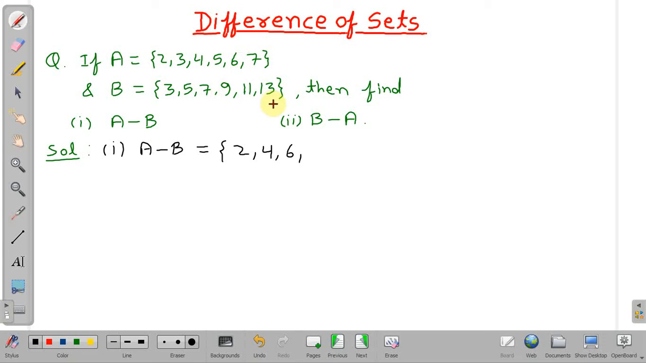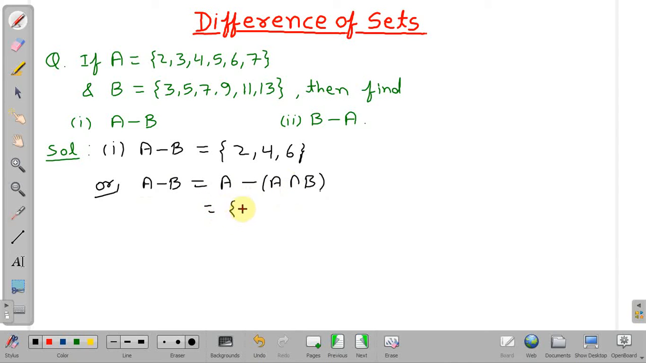So it will be 2, 4, 6 only. Or by another method, what we can do, first we have to find A minus B. So we can find A minus B by A minus A intersection B. So we can find A intersection B and subtract it from A.